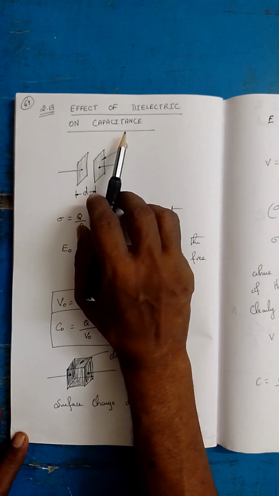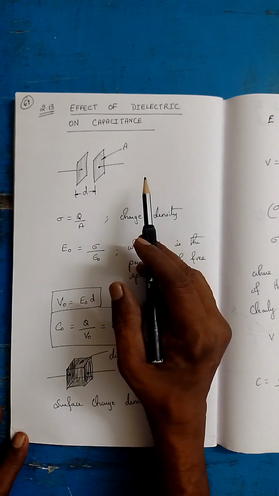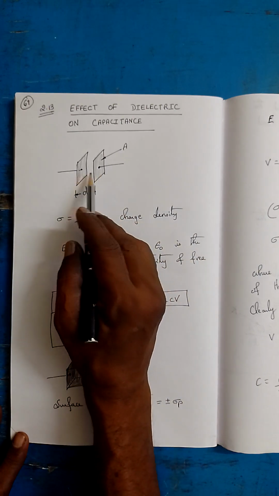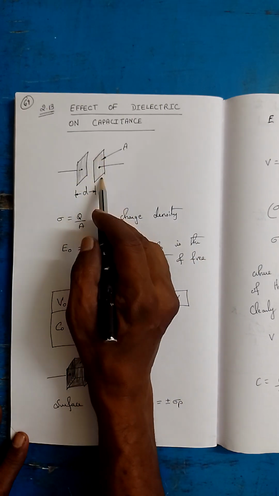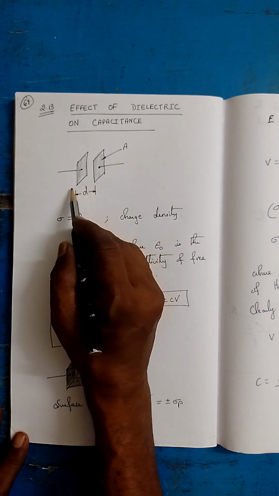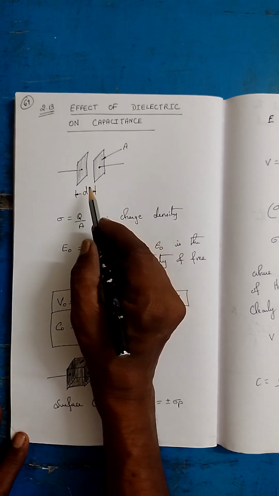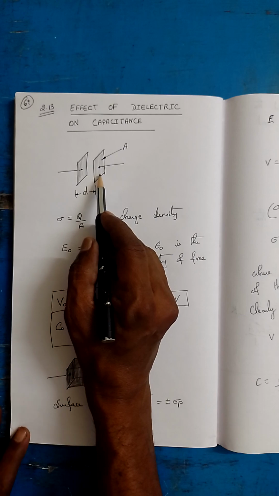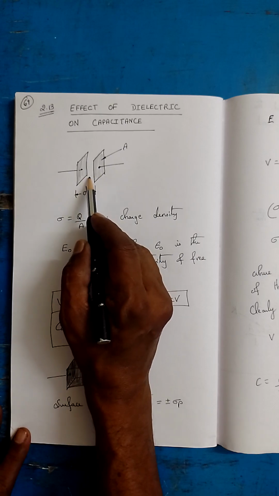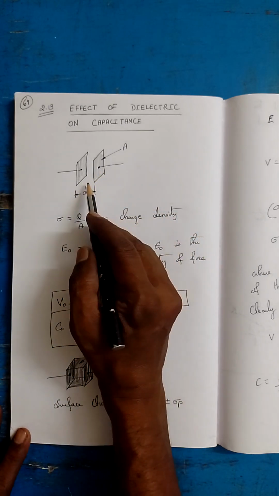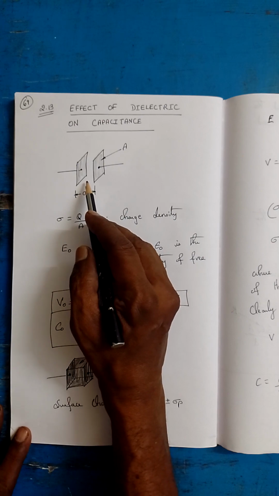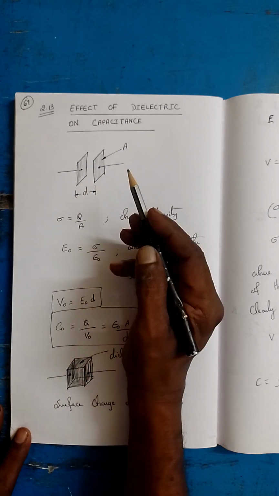Effect of dielectric on capacitance. Initially, you assume that you have two parallel plates. The area of the parallel plates is A and the distance between the parallel plates is D. So, in between these two plates, we assume there is vacuum or air, more or less. Epsilon R value is 1. That is, the dielectric constant value is 1.